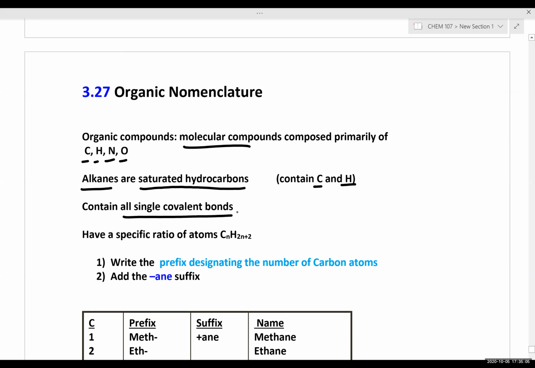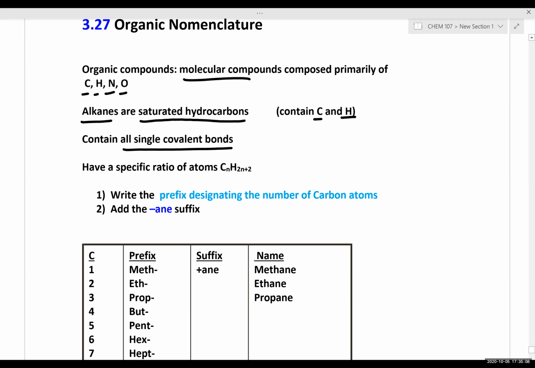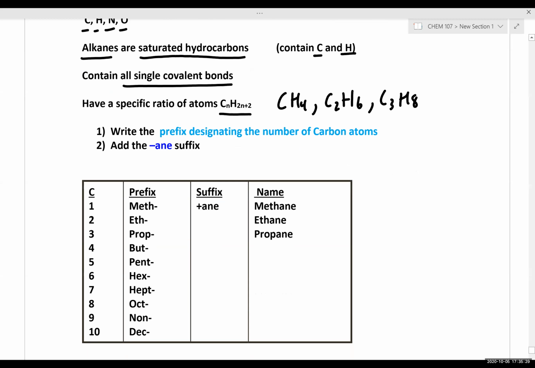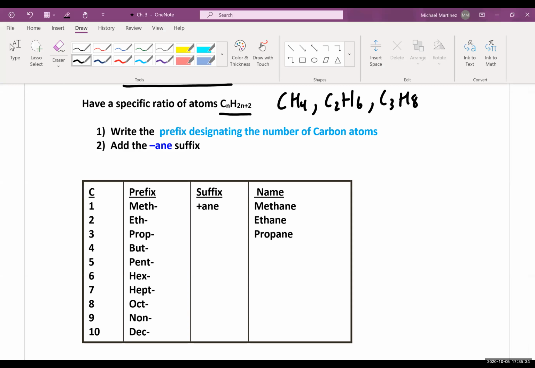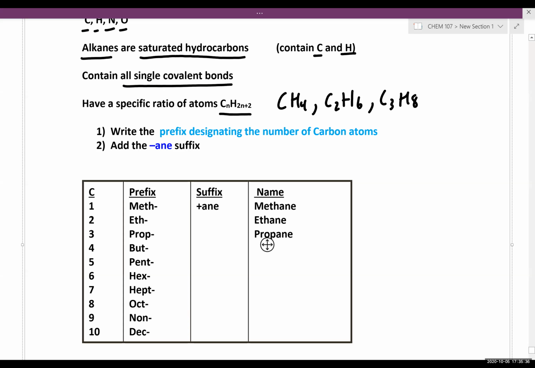Now, alkanes have a unique formula of the form CnH2n+2. So for example, CH4, C2H6, C3H8, these are all common formulas of alkanes. Now, to name these alkanes, it's really quite simple. You write a prefix, and this prefix designates the number of carbon atoms.